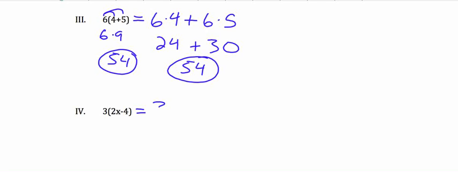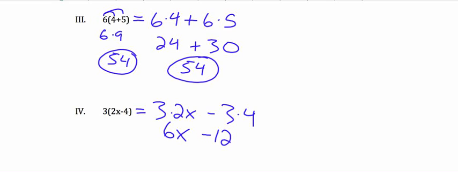I'm assuming you've done that. So the first thing I'm going to write is 3 times 2x minus 3 times 4. Okay, remember to keep that subtraction symbol in there. 3 times 2x is 6x, and 3 times 4 is 12. These I cannot combine because they are not like terms.